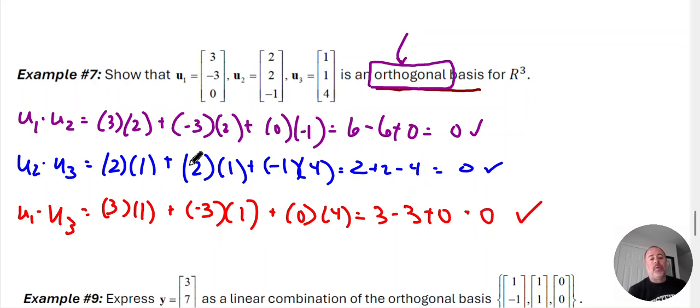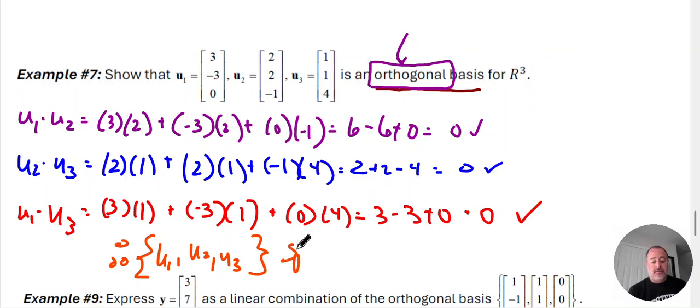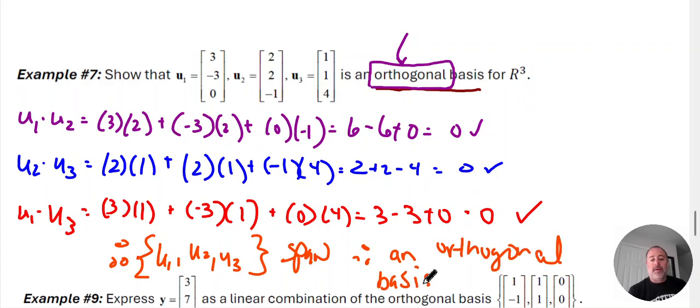Therefore, we can now say that U1, U2, U3 spans, and therefore is an orthogonal basis. And my handwriting is getting really bad there, so I apologize for that. Okay, so that's it. That's all you've got to do for this particular problem.